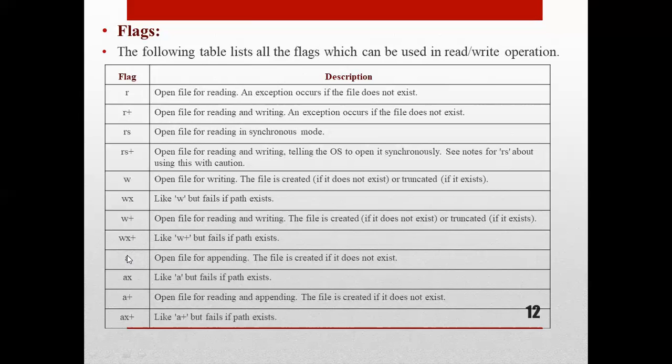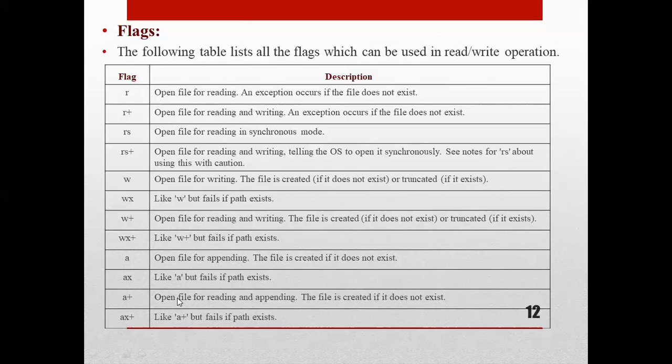Then similarly wx+, it is the same as w+, but it fails if the path of that file already exists. Then the next flag is a, that is for opening a file for appending. It will create a new file if that file is not present. If the file is present, it will append the content. Then the next flag is ax. Like a, it means open file for appending, but it fails if the path of that file already exists.